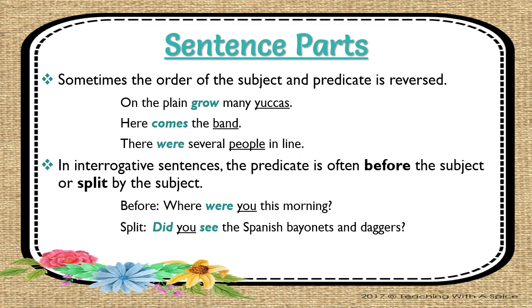Here's an example of split. Did you see the Spanish bayonets and daggers? Which, by the way, is a type of flower. It's not weapons. So you're splitting your verb. It's did see. Again, when you go to analyze your sentence for an exercise, make sure you find all of the verbs. Double check to see if your verb may have been split by your subject. Will we visit the museum tomorrow? So you're splitting your helping verb and your main verb with your subject.